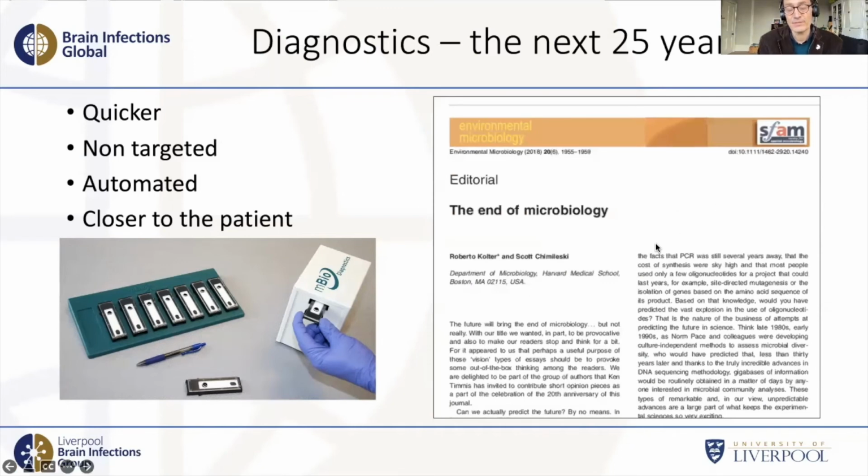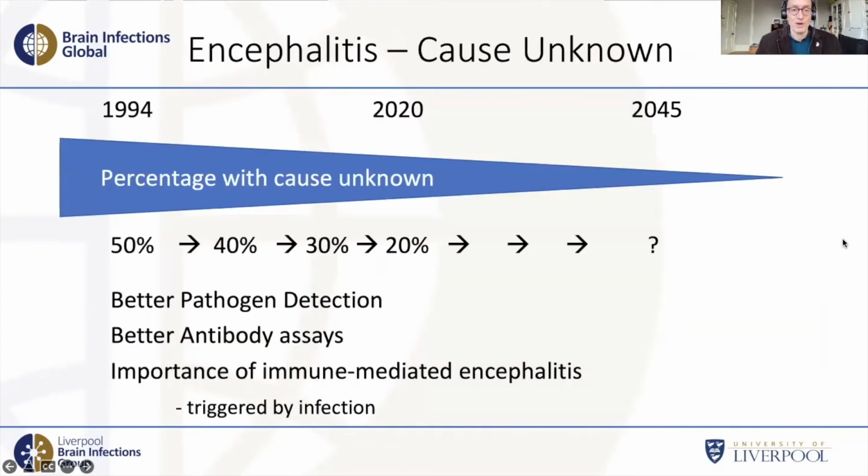Will this spell the end of microbiology? I don't think so, the end of traditional microbiology, but it's just moving into new areas. But what I do think is worth looking at is this. When I started my career in '94, when we looked at cohorts of patients with suspected encephalitis, we could diagnose about 50% of them. This number has gone down over the years. We're now at about 20%, but we're still very much focused on either detecting the pathogen in the nervous system or looking at the immune response through things like antibody assays.